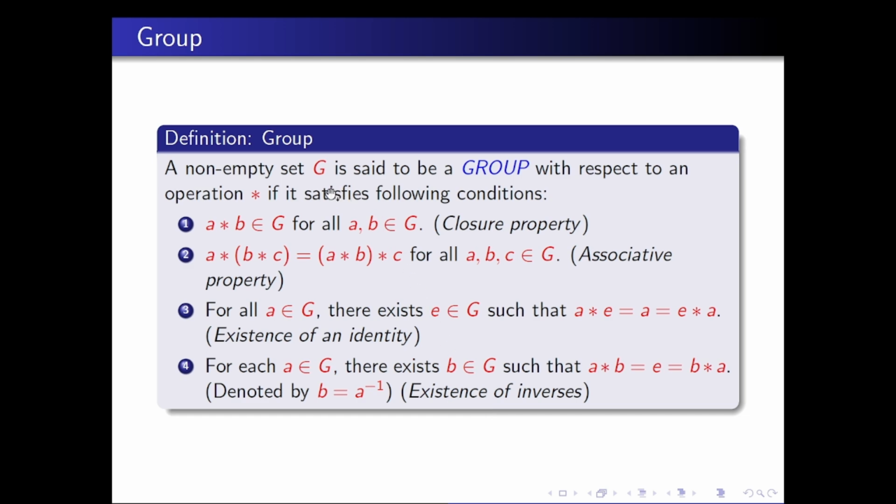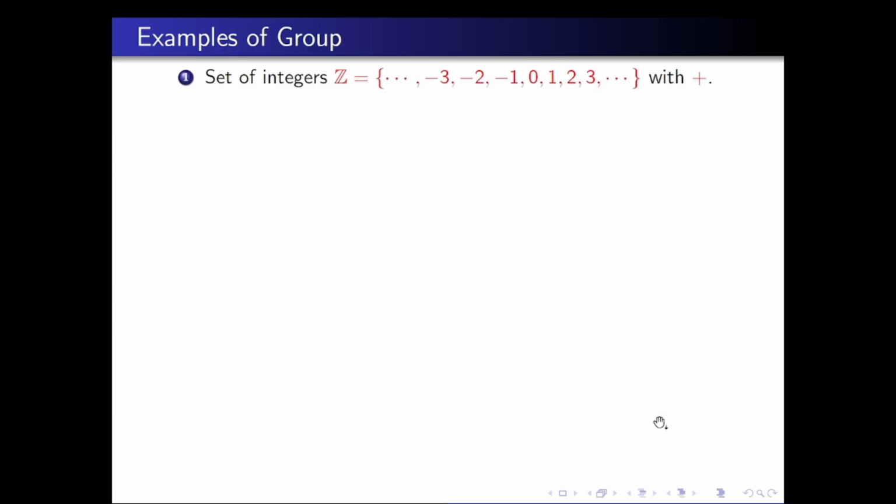It means if you have any set G that satisfies these properties with respect to operation star, we call that set G a group with respect to operation star. And suppose we have a set G which does not satisfy any one of these properties, we say that the set G is not a group with respect to star. To be a group, the set G must satisfy all these four properties. Let's see some of the standard examples of group.